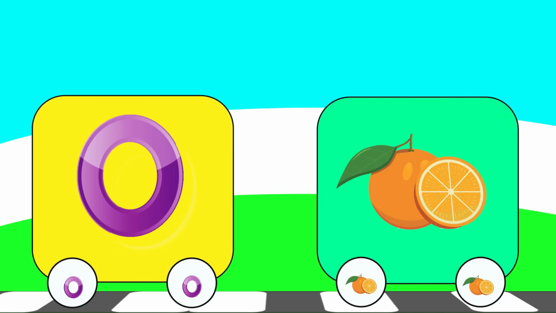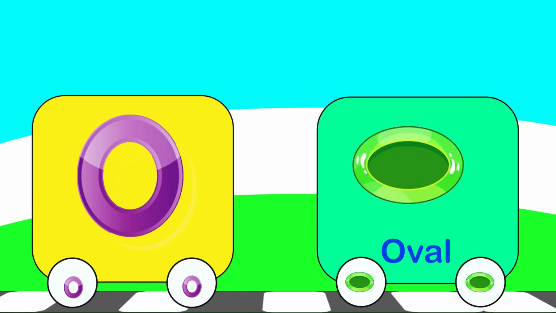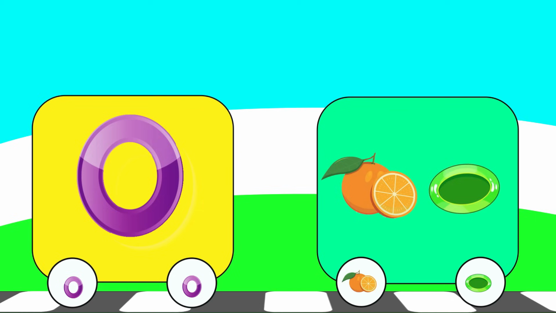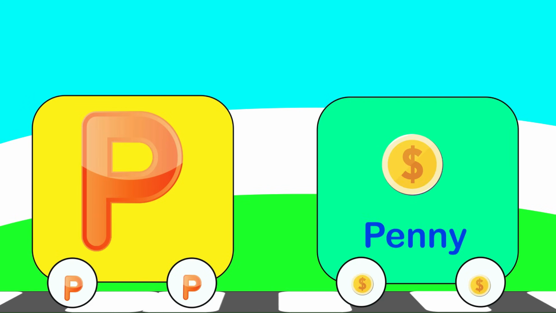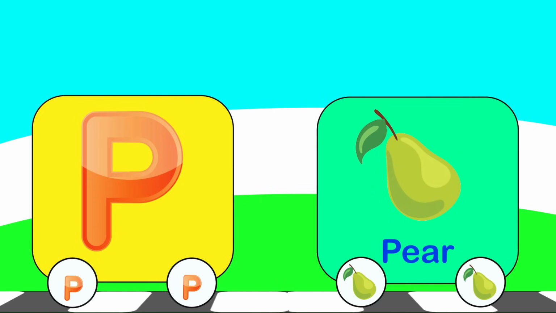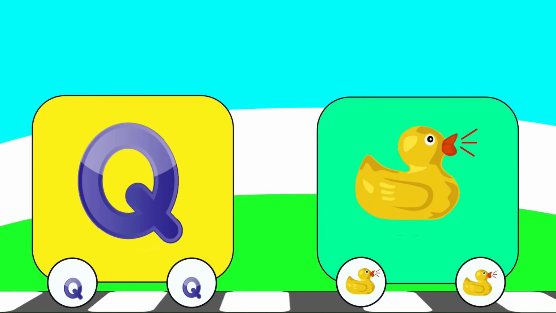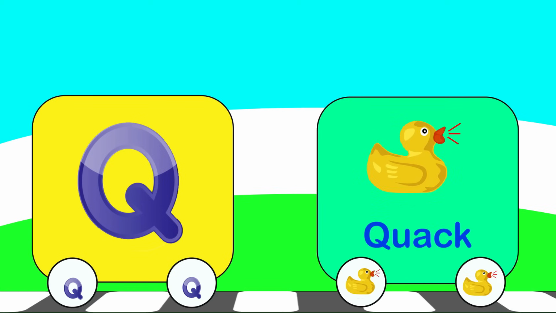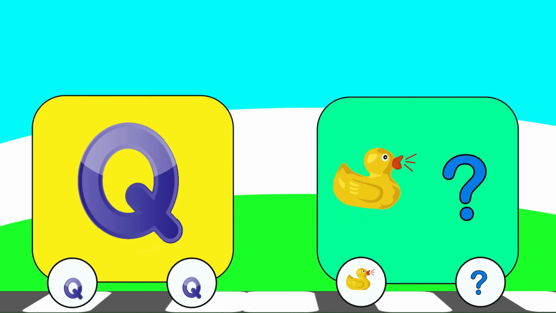O is for orange, o o orange. O is for oval, o o oval. P is for penny, p p penny. P is for pear, p p pear. Q is for quack, qu qu quack. Q is for question mark, qu qu question mark.